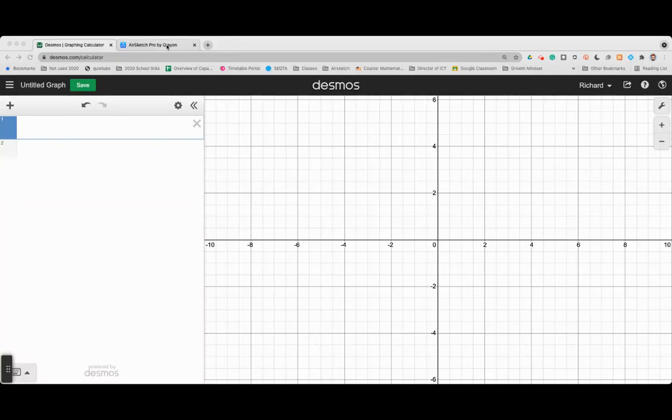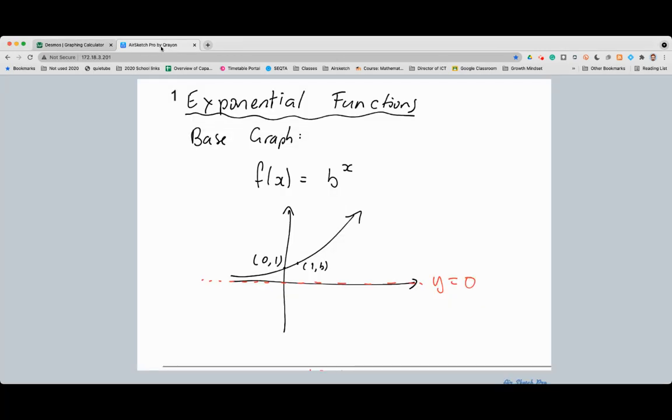Okay, does anyone need more time to get there? Great. So again, here is the base graph for an exponential function. f of x equals b to the power of x for some value of b.